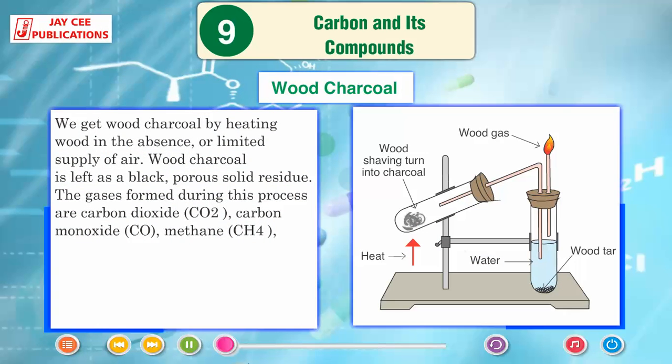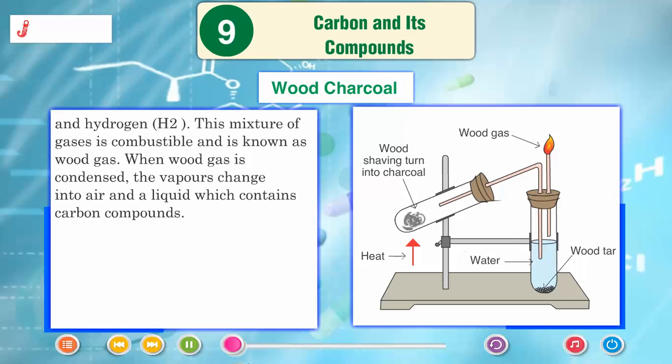Wood charcoal. To get wood charcoal, wood is heated in the absence or limited supply of air, and wood charcoal is left as a black porous solid residue. The gases formed during this process are carbon dioxide CO2, carbon monoxide CO, methane CH4 and hydrogen H2. This mixture of gases is combustible and is known as wood gas. When wood gas is condensed, the vapors change into a gas and a liquid which contains carbon compounds.